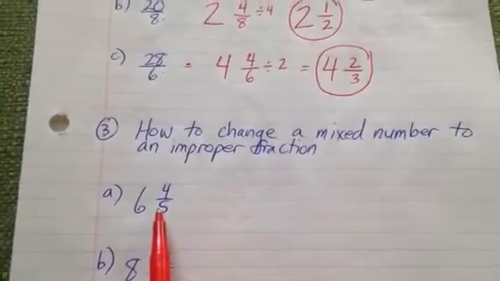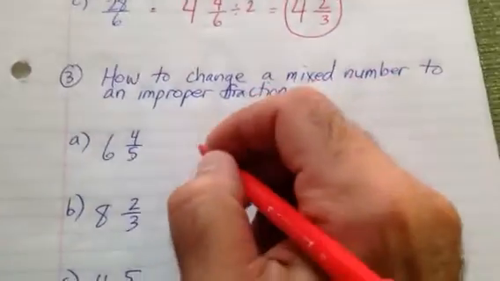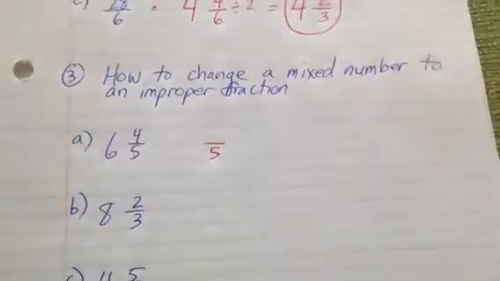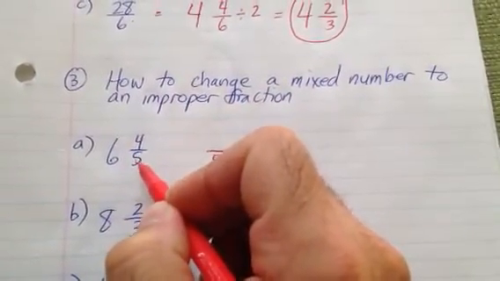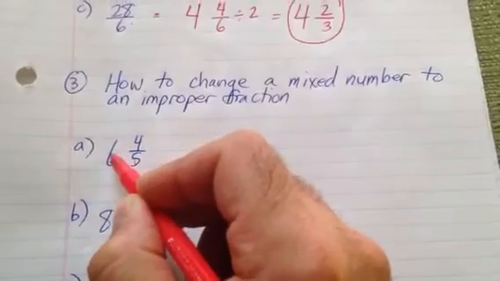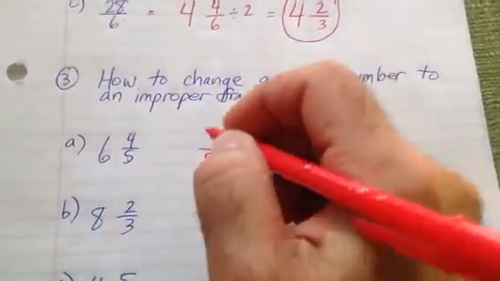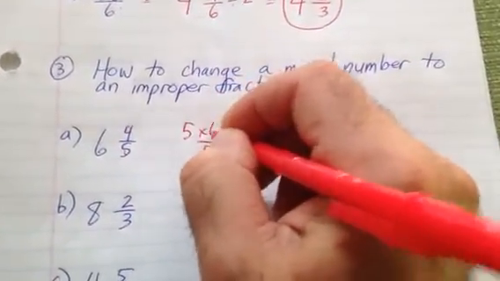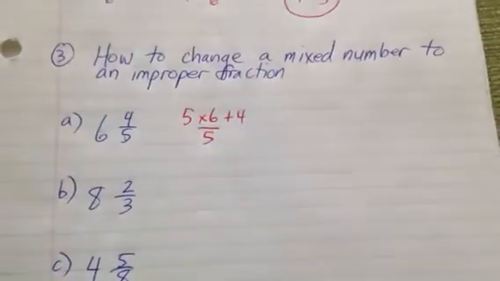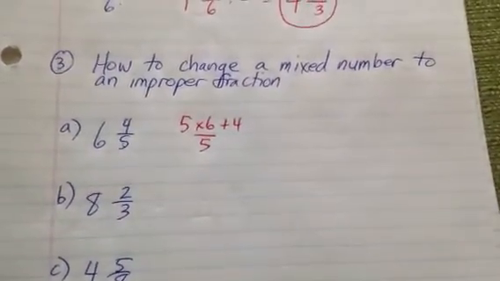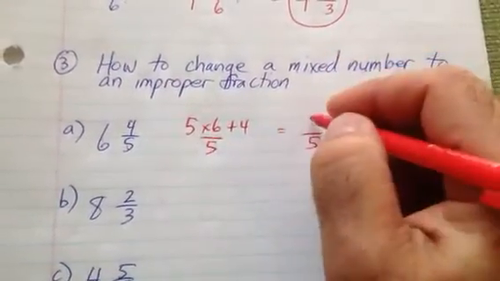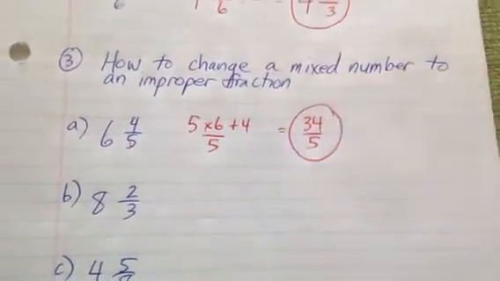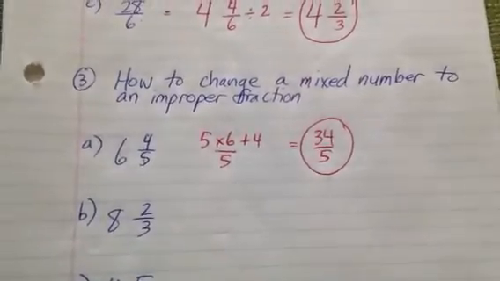Notice the bottom number never changes. We're going to keep it the same, 5. Now all we do is we start at the bottom number, the denominator, multiply it by the whole, and add the numerator. So we go 5 times 6, add 4. And that answer is on the top. So we keep the 5, and 5 times 6 is 30, add 4, 34. That is the improper fraction.